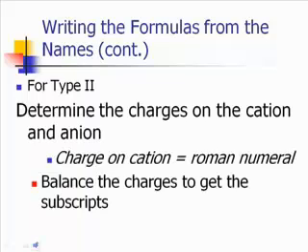Alright, so writing names from formulas, let's go back on here. This one, for type 2, they're actually a little easier to do because you actually have the charge given to you in the name of the compound. So the charge on the cation that you're going to use is the Roman numeral, and then you're going to go through the same process. You're going to balance the charges to get the subscripts.